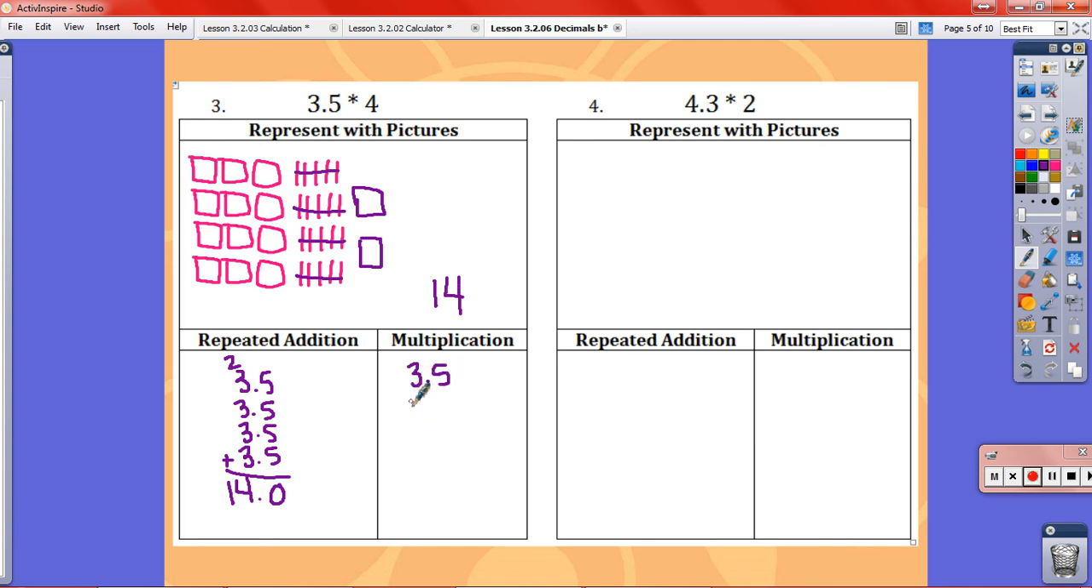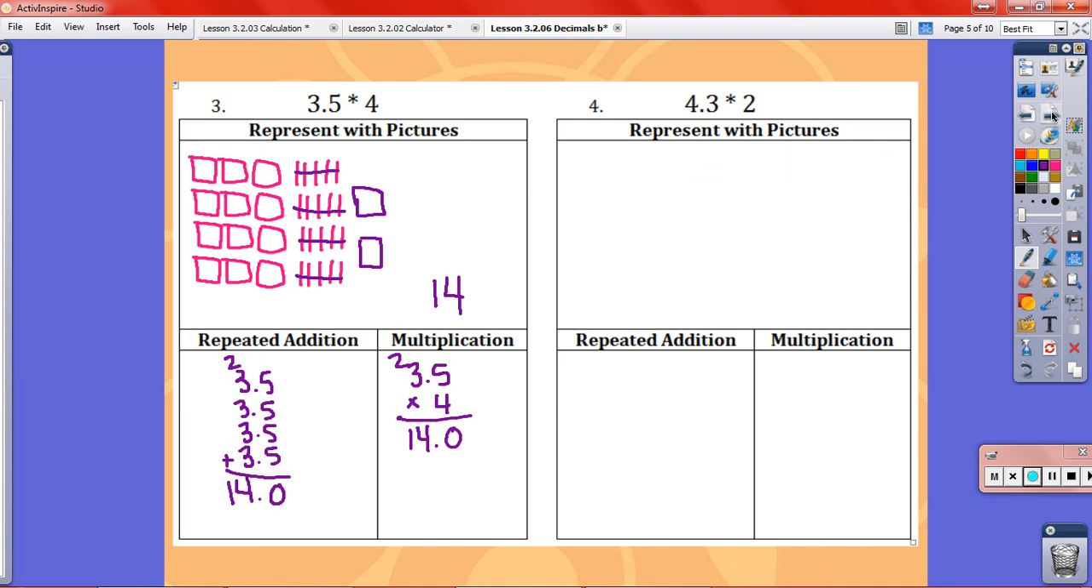Same thing with the multiplication. 5 times 4 is 20. 4 times 3 is 12 and 2 is 14. Drop in the decimal. So that's where it gets tricky, is combining.